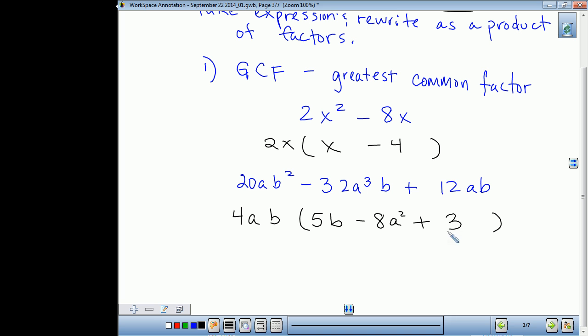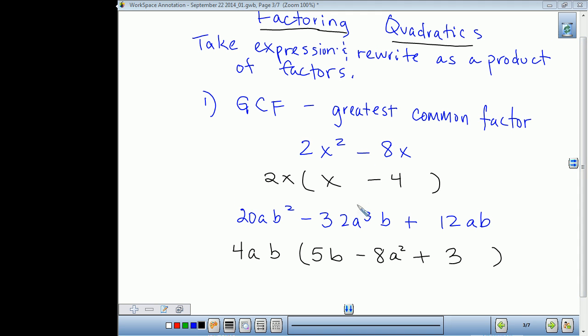3. Okay, so do you see how in both of these we took this expression and wrote it as a product of its factors? We rewrote it as a product of its factors, and we have factored both of these completely over the set of integers.